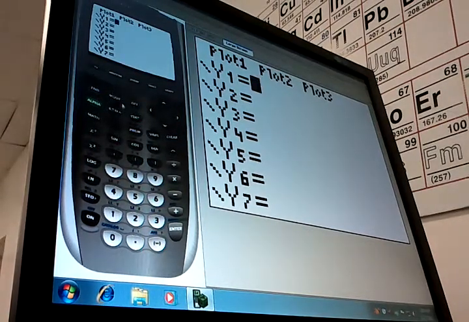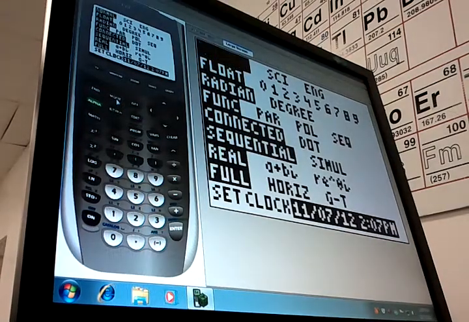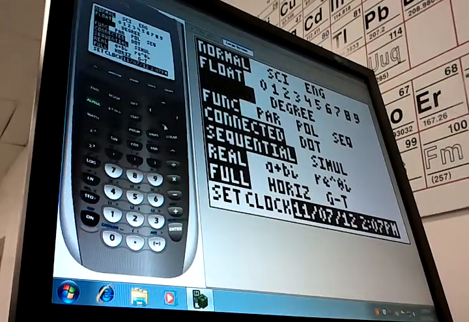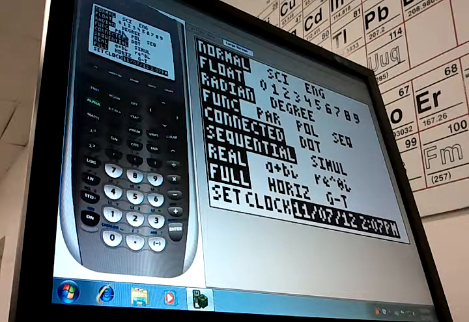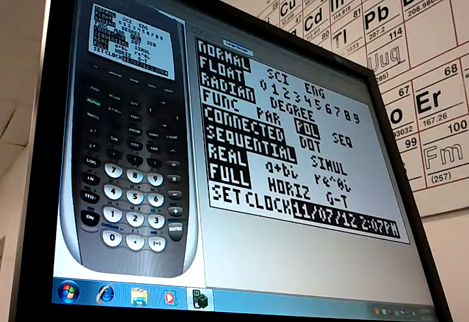So go to mode. If you go down, we're going to talk about this one in the next few sections. I think it's the last section, chapter 8, parametric. But let's now go over to polar. So radian and polar? Better keep that bad boy in radians.